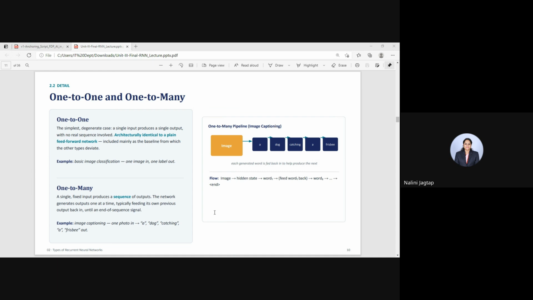One-to-one is the simplest and frankly a degenerate case. A single input produces a single output, with no real sequence involved at all. So this is architecturally identical to the standard feed-forward network, and it's included in the RNN taxonomy mostly for completeness, or so students understand it as the baseline from which the other types deviate. A typical example would be basic image classification, where one image in gives one label out.